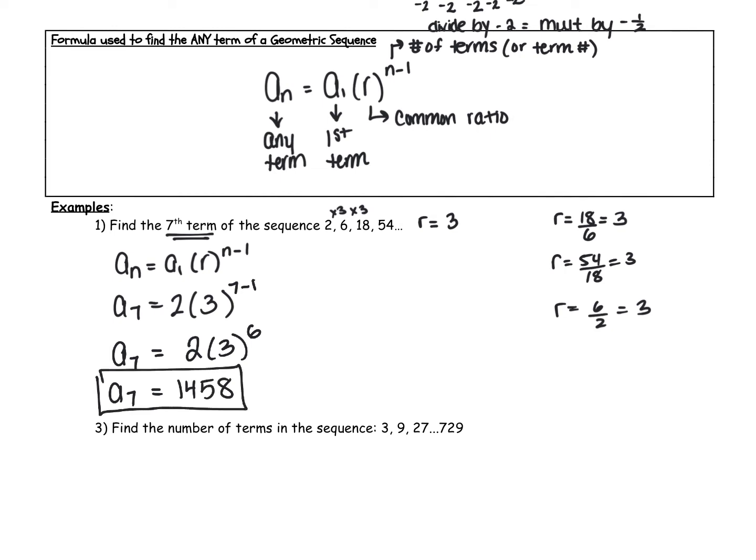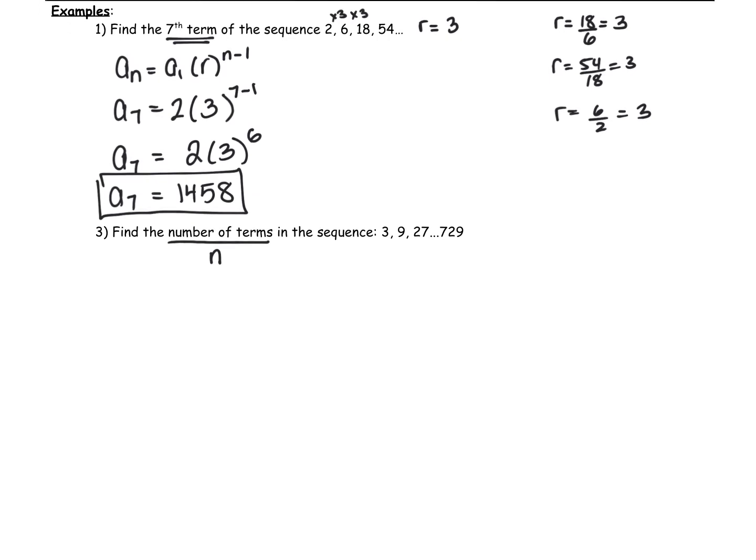Okay. Next, find the number of terms in the sequence. And remember, the number of terms is the n value. So we're asking to find n. So let's start with the formula again. A sub n equals a sub 1 times r to the n minus 1. So we want to find n. A sub 1 is given to us as my first term, which is 3. R is the common ratio.